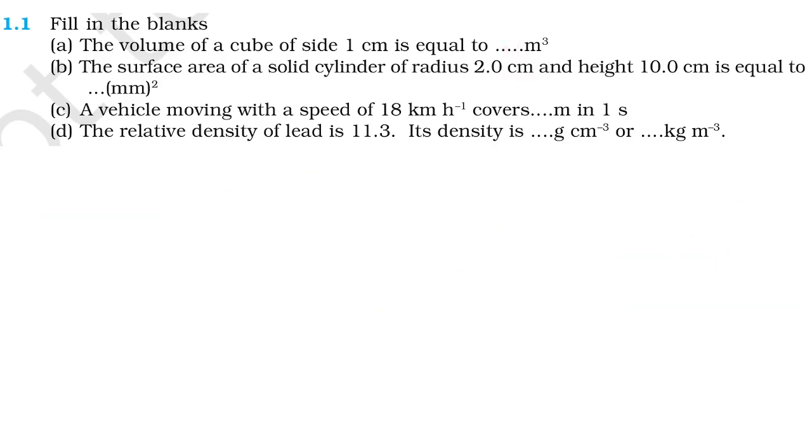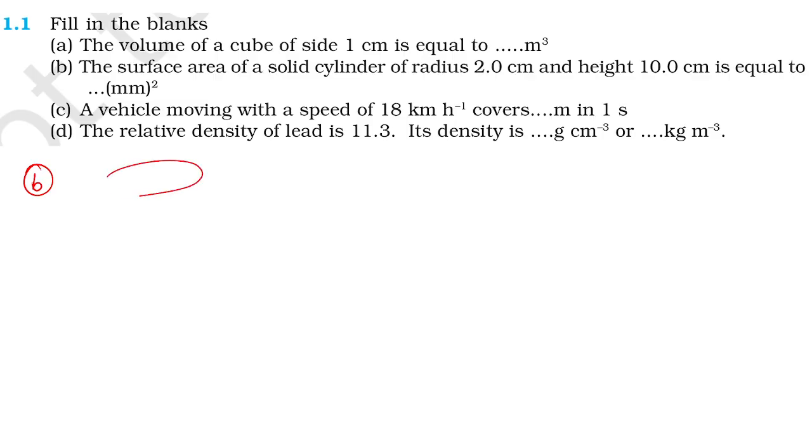Now I am going to discuss the second one. You must know the basic mensuration. That's all. Basic mensuration is required. The surface area of the solid cylinder of radius 2 cm and height 10 cm is equal to dash millimeter square. Oh, it is challenging. The entire thing should be converted to millimeter. Okay. I will discuss that. Listen. Centimeter, millimeter, that is not difficult. Centimeter to millimeter.